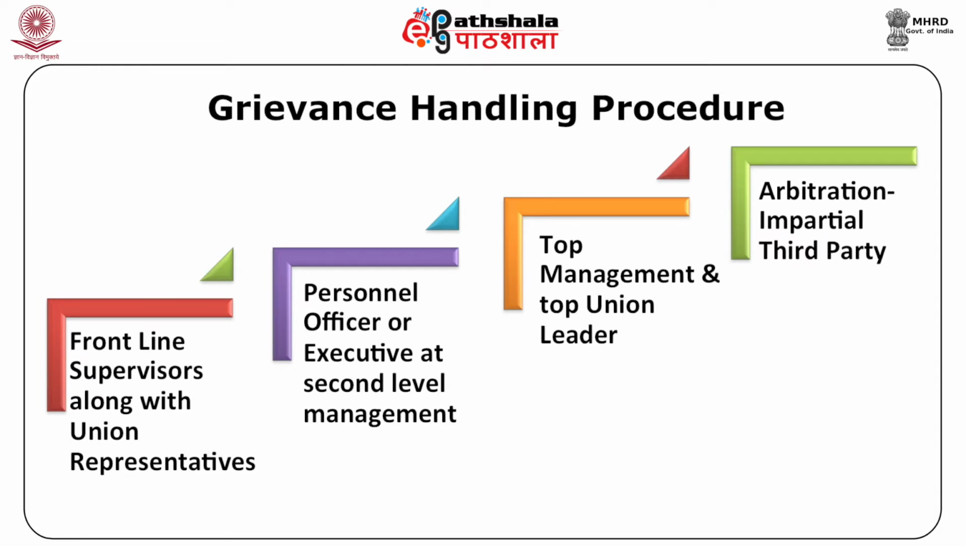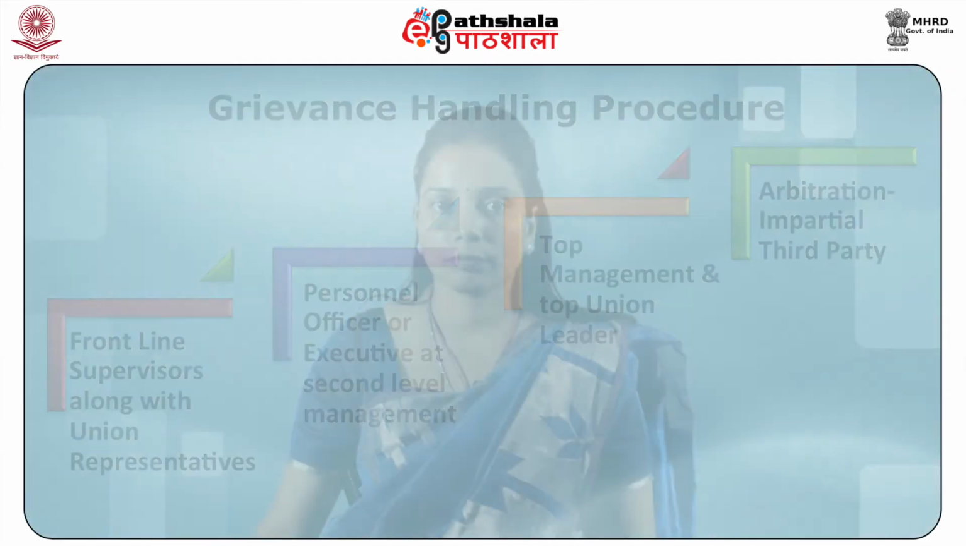The grievance now is under the purview of the personnel officer or executive at this level. The third stage is where the top management and top union leader will sit together and settle grievances involving company-wide issues. If it is not possible to settle grievance in-house through management, then the matter goes outside the company to an arbitrator for its redressal. The basic advantage of grievance procedure is to reduce grievances in the organization, because grievances are natural to arise at workplace.